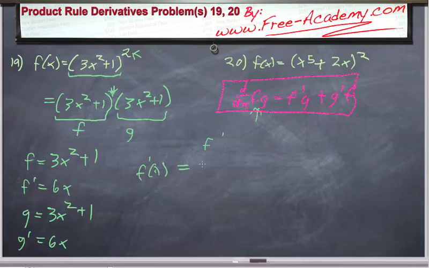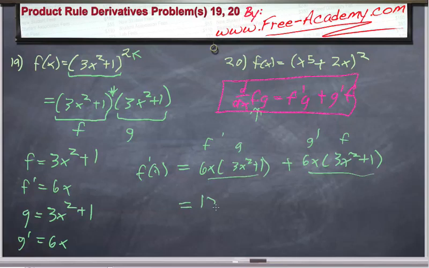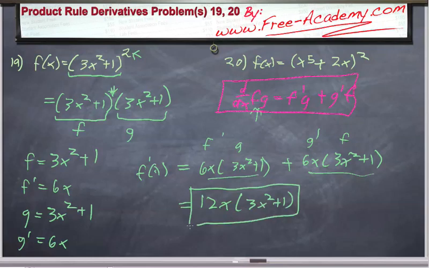F prime is equal to 6x times g, which is 3x squared plus 1. This is plus g prime, which is 6x, times f, which is 3x squared plus 1. And that's our derivative there, but notice that these terms are completely identical, so that we can combine them to get 12x times 3x squared plus 1, and that is equal to our derivative.